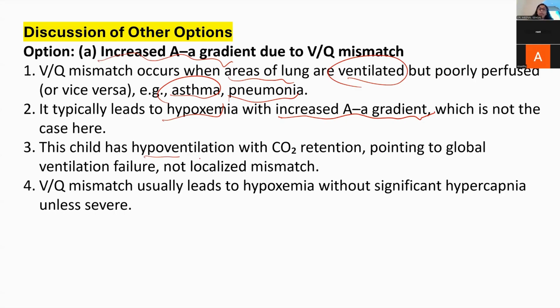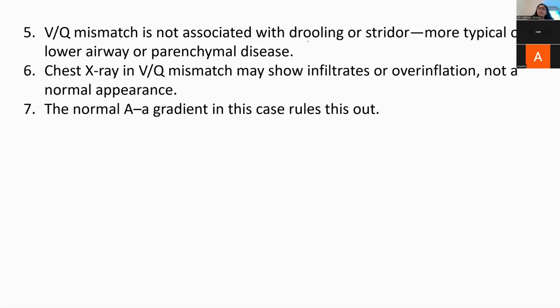This child has hypoventilation with CO2 retention, pointing to global ventilatory failure, not a localized condition. So VQ mismatch will usually lead to hypoxemia without significant hypercapnia, and with increased gradient, of course. So VQ mismatch is not associated with drooling or stridor, which is more typical of the lower airway or the parenchymal disease. Chest X-ray in VQ mismatch may show infiltrates or overinflation, but not a normal X-ray. Normal X-ray again favors upper respiratory tract involvement. Normal AA gradient in this case rules this out.